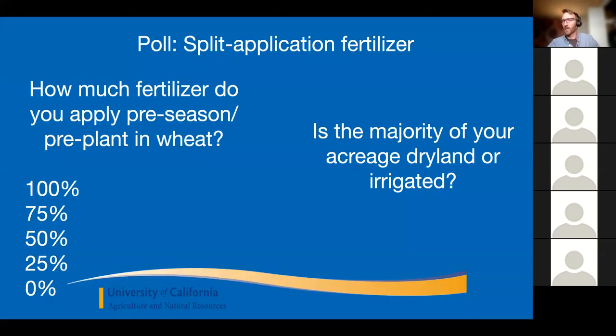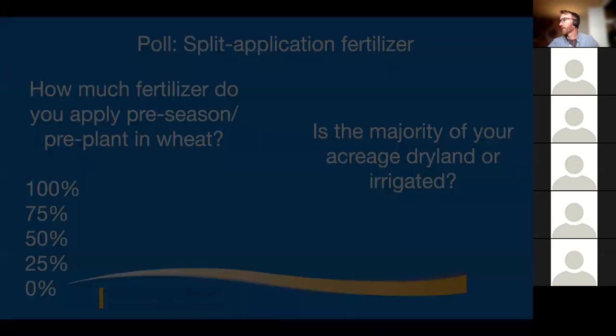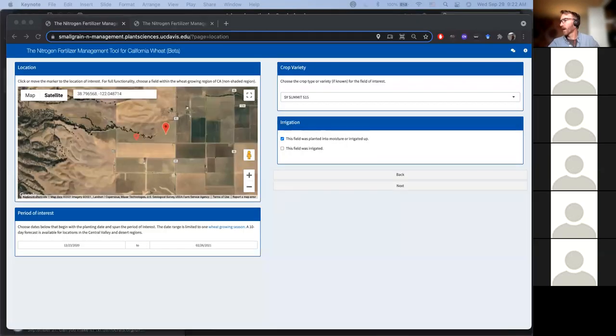And so before we get started, though, let's see if I can get this poll to work. I want to poll the audience here and see, well, we don't have a whole lot of people, but let's go through it anyway. On average, how much of your total fertilizer do you apply pre-plant or at planting?